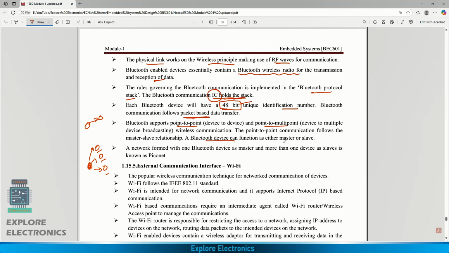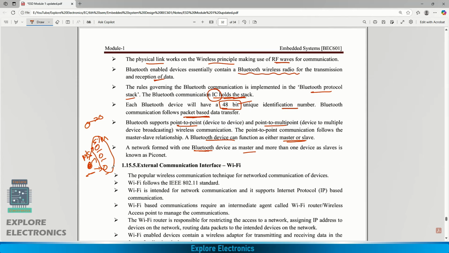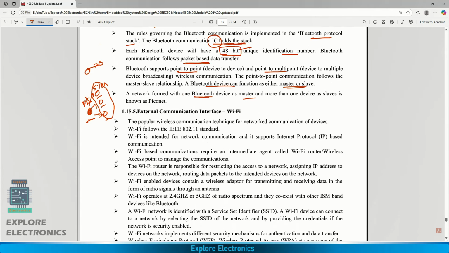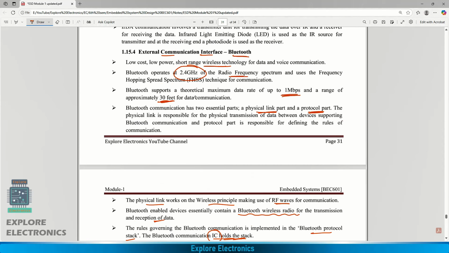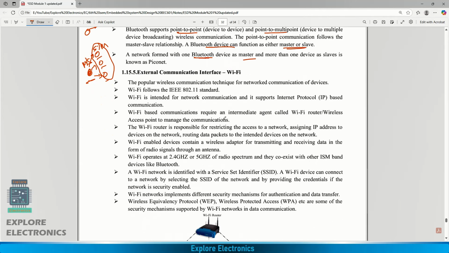And Bluetooth can function either as a master or slave. This can be a master or this can be a slave as well. Now this can be slave or this can be master, like that. Okay. And in the network formed, one Bluetooth device is a master and more than one device are slaves. So as I said, these are slaves and a single one will be a master. That is Bluetooth. The range will be up to 30 feet. Okay, and 1 Mbps speed.